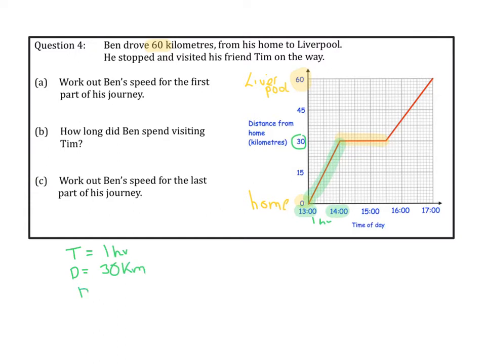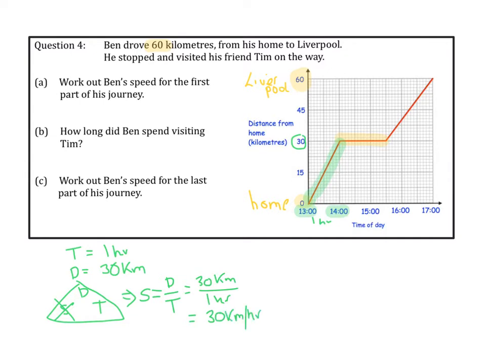So when I do my distance, speed, time triangle, and I want to find out the speed, I need to do distance divided by time because I'm covering up the speed there. So that's going to be 30 kilometres divided by 1 hour, which is 30 kilometres per hour.